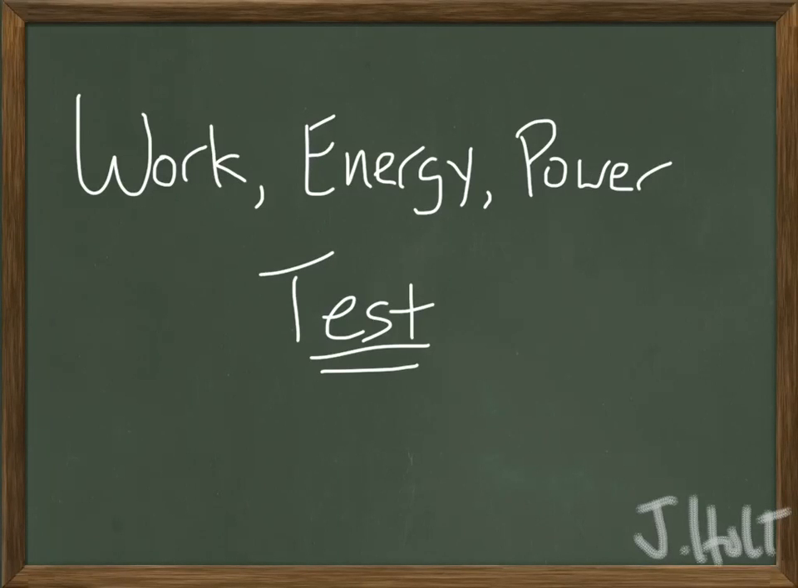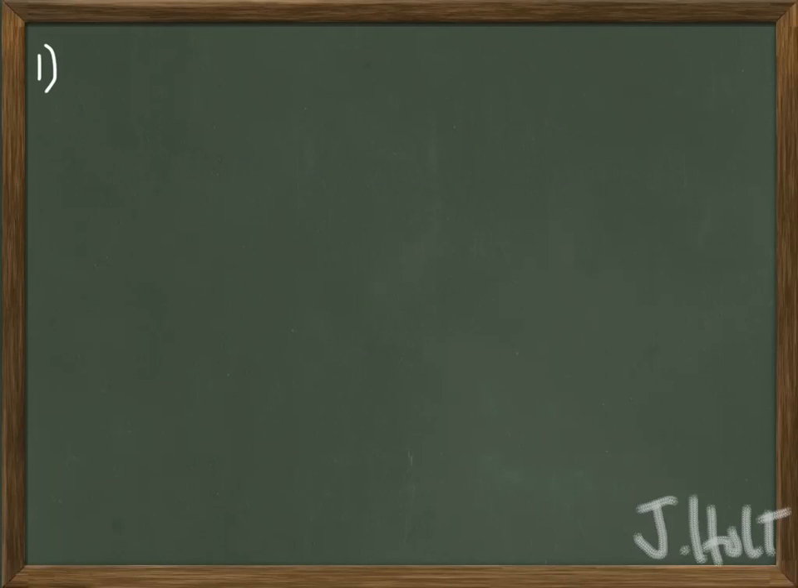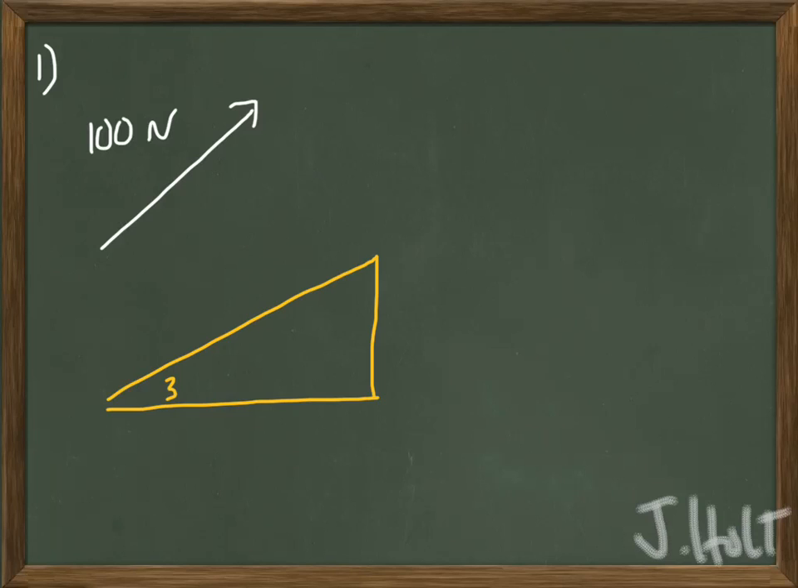Alright guys, check it out. In number one, you're given the direction of an applied force, which is at an angle, and you're also given this ramp. You're given the dimensions of the ramp. It's 3 meters high, and we know the angle.